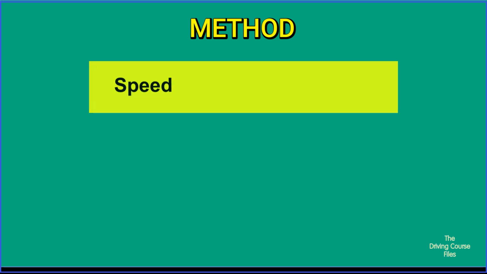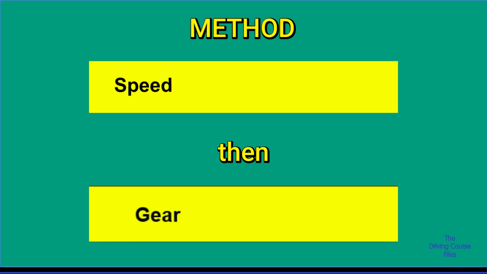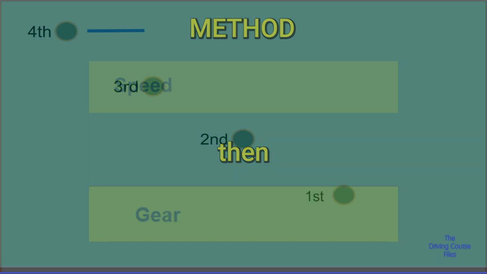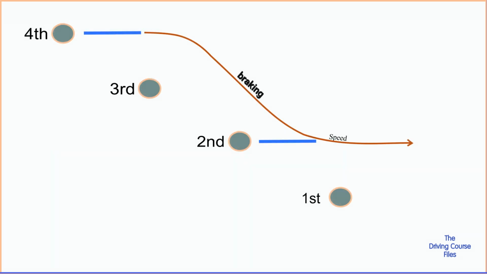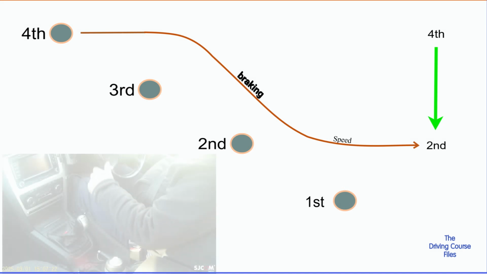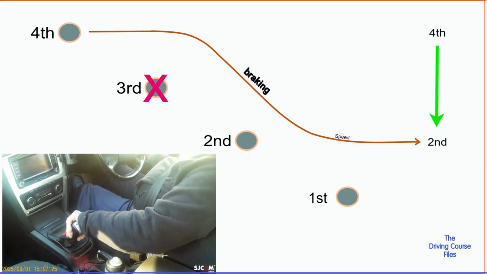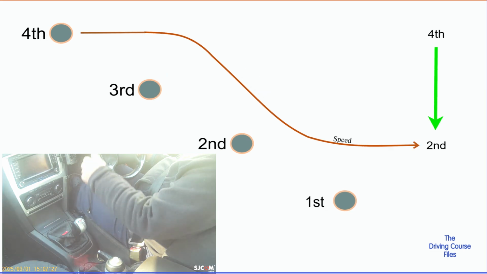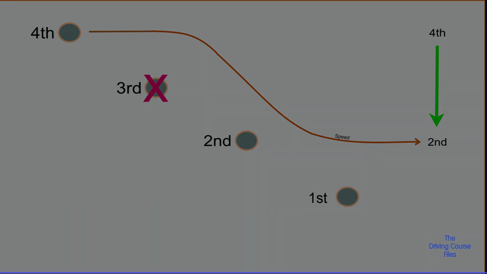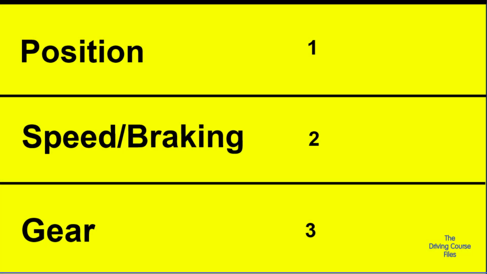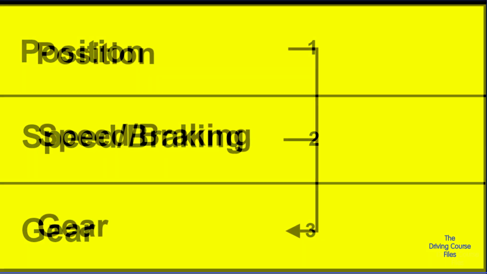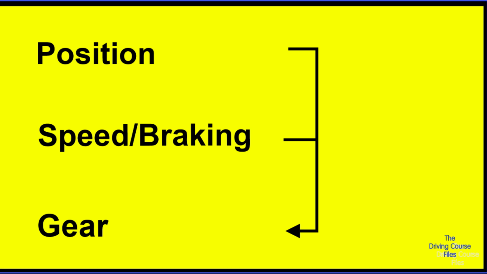Partly for these reasons, it's best to deal with speed, then decide on a suitable gear and concentrate on each in turn. For example, if the vehicle has been in fourth and with the new speed, say preparatory to entering a roundabout, second is the suitable gear, then it is simply a matter of going from fourth to second. Going via third only makes the situation more complex than it needs to be and does not serve any useful purpose. We now have three key building blocks of an easily repeatable method or system: getting position, then dealing with speed, and then deciding on a gear.